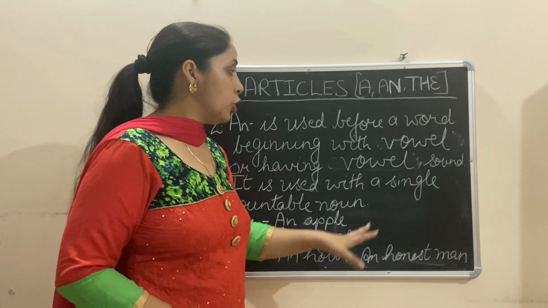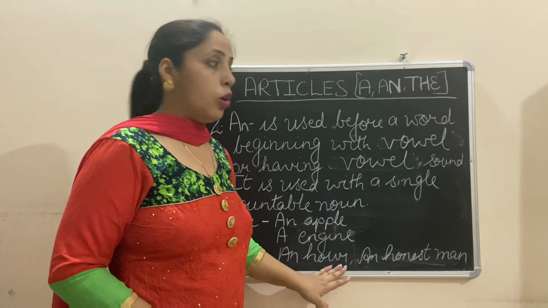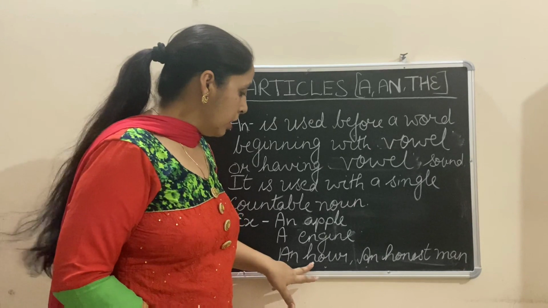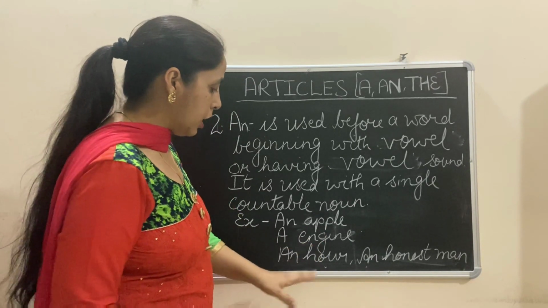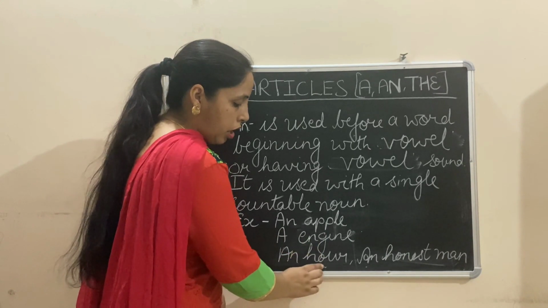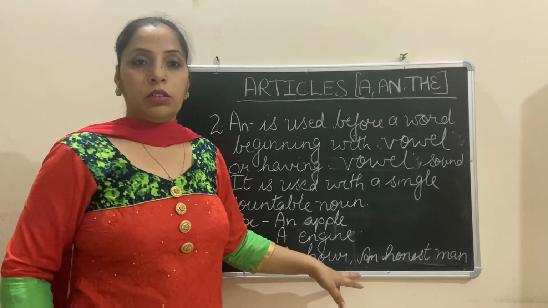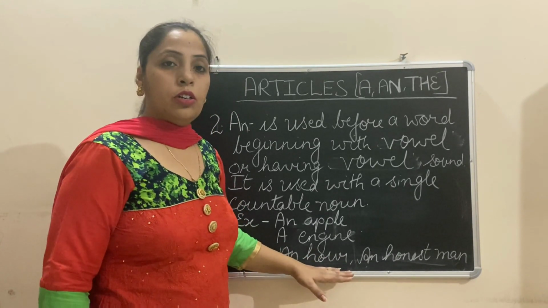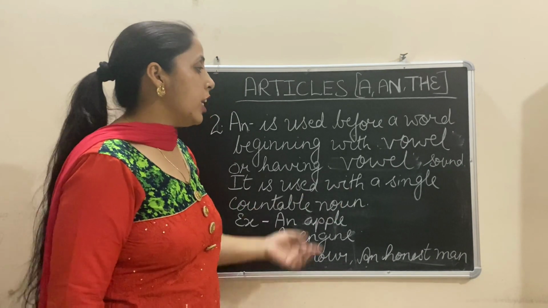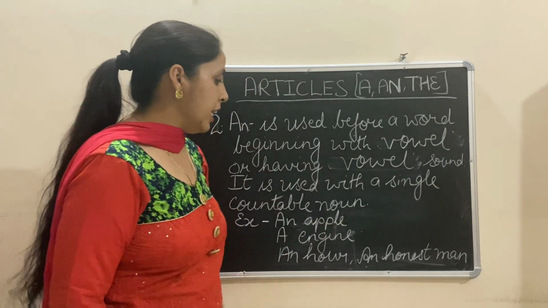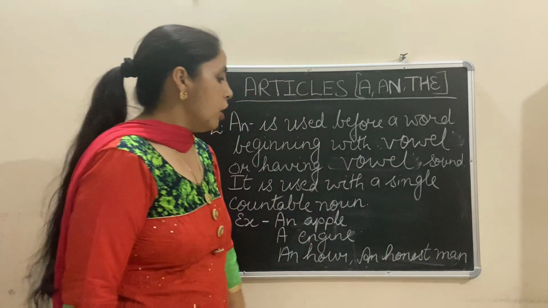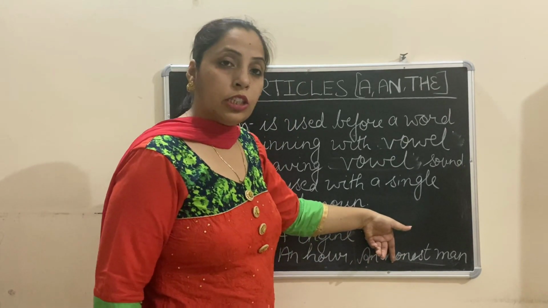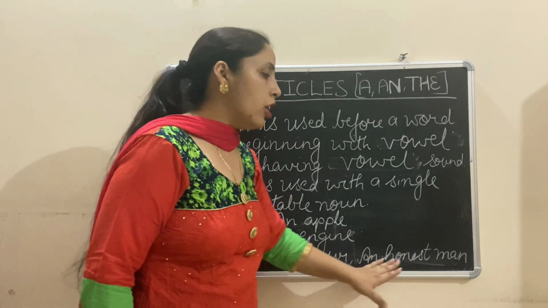An engine, and the third example is an hour. Although H is a consonant, H is silent here. So if we keep the H silent, hour is pronounced as our, O-U-R. So the sound is the sound of a vowel. So we will say an hour, not a hour, because it always goes with the sound. Similarly, an honest man. Here also H is silent. We get the sound of honest, O-N-E-S-T. So we will put the article an: an honest man.